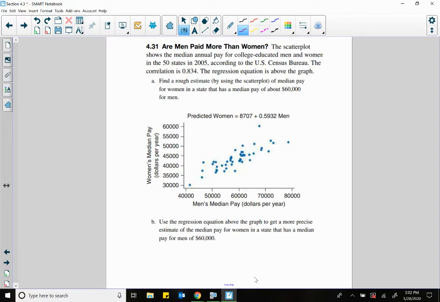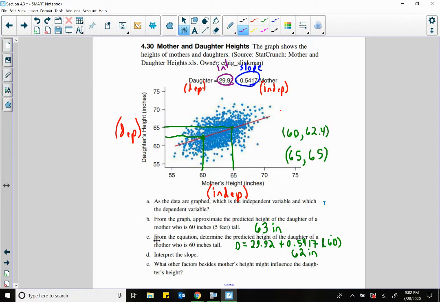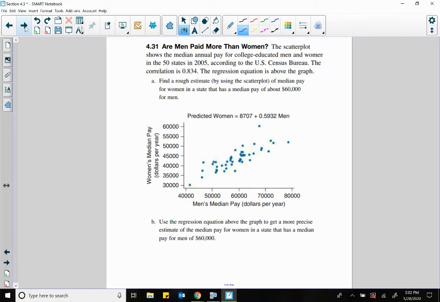Okay, so this question right here is a lot like what we just did in the previous question with B and C. The scatter plot shows the median annual pay for college-educated men and women in 50 states in 2005, according to the U.S. Census Bureau. The correlation is 0.834. The regression equation is given there above the graph, so you can see it. This time they actually put in the word predicted.